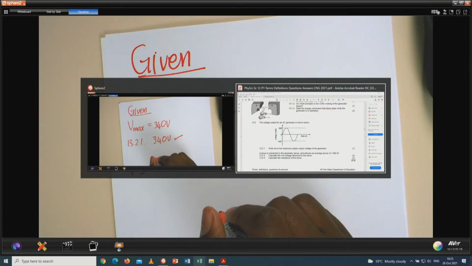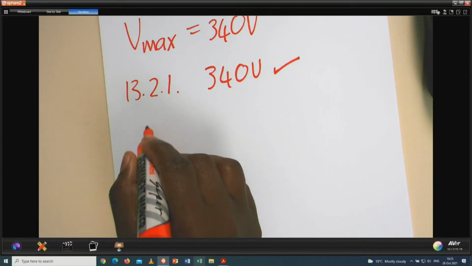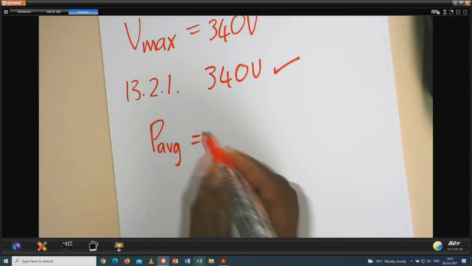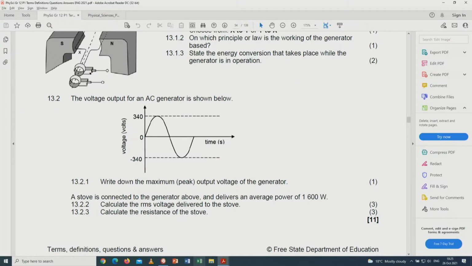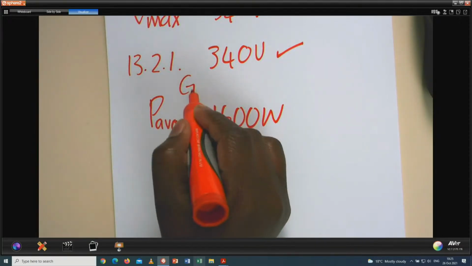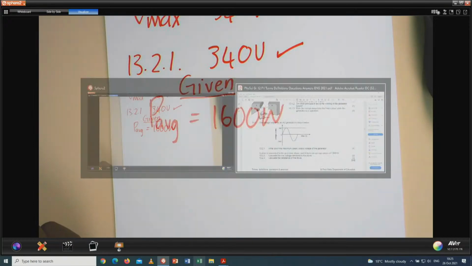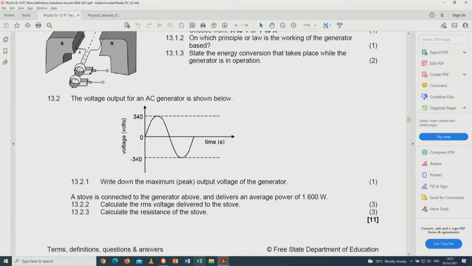The second question says a stove is connected to the generator above and delivers an average power. So you are given again here the average power, which is 1,600 watts. That is what is given. Always write what is given. And then from what is given, it says now calculate the RMS voltage.